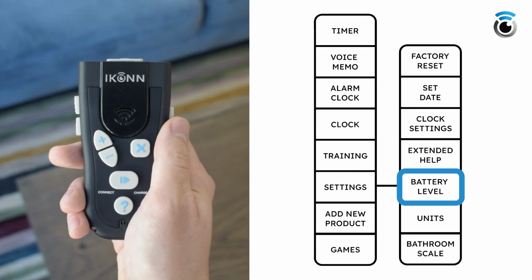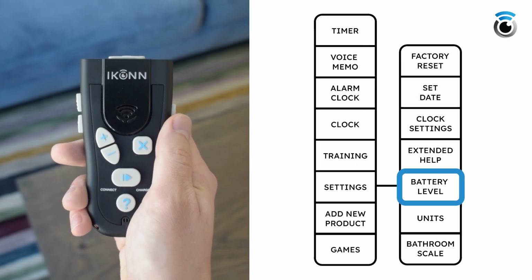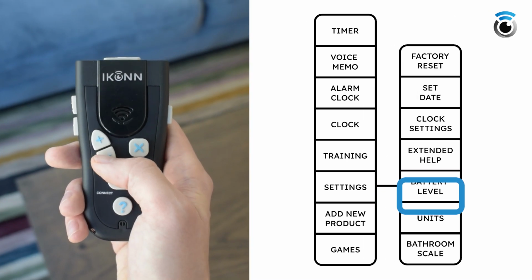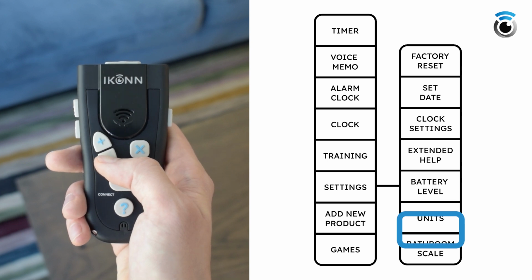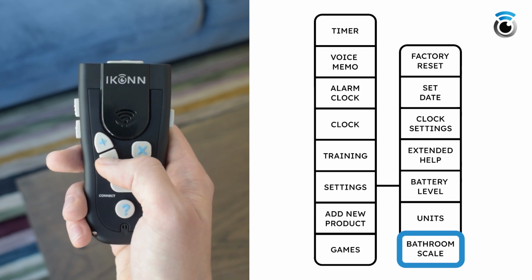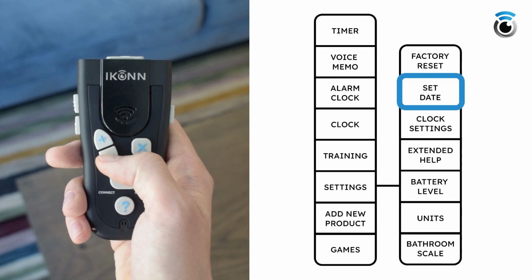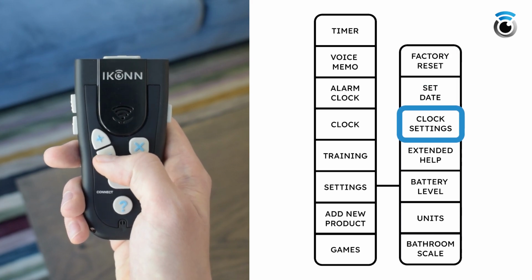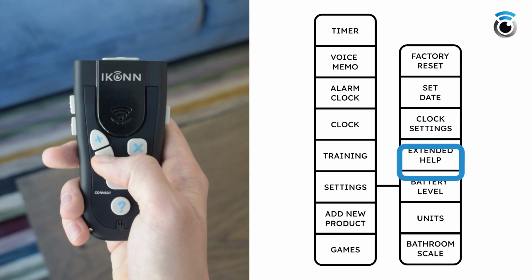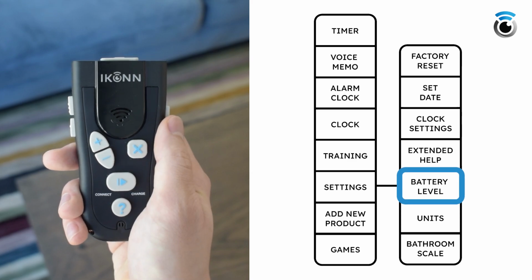Settings. Battery level. You can visit the following entries. Measurement units. Bathroom scale. Factory reset. Set the date. Clock settings menu. Extended help. Battery level.